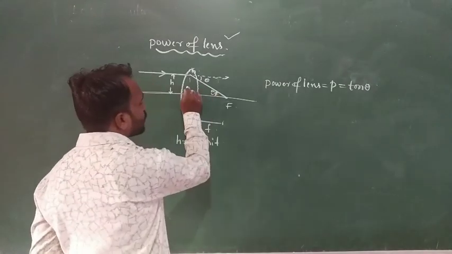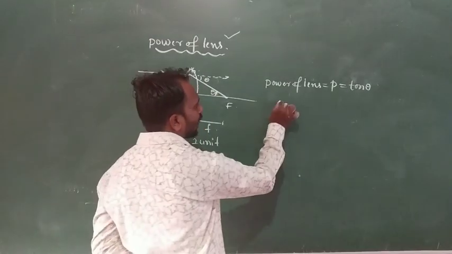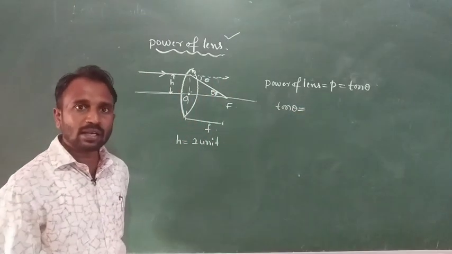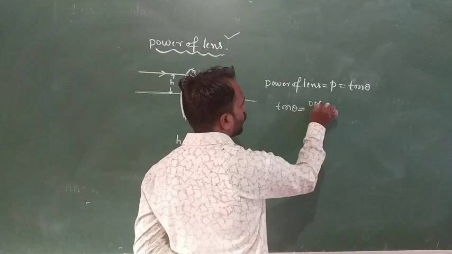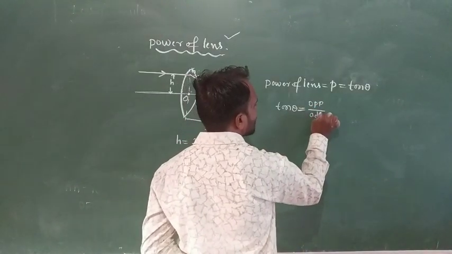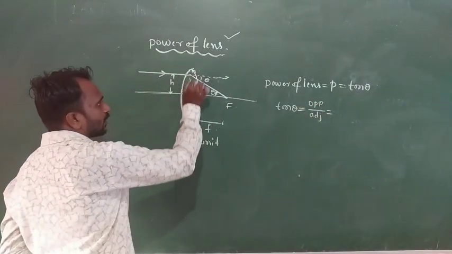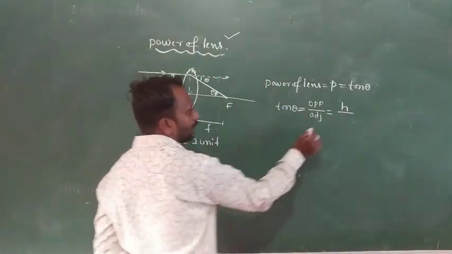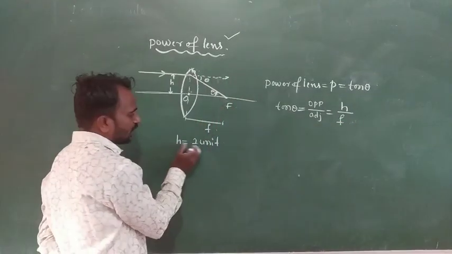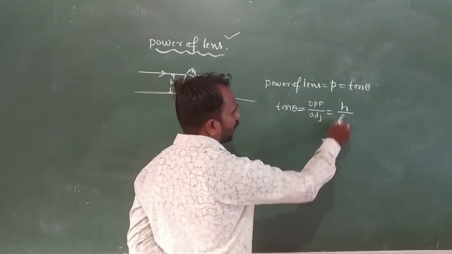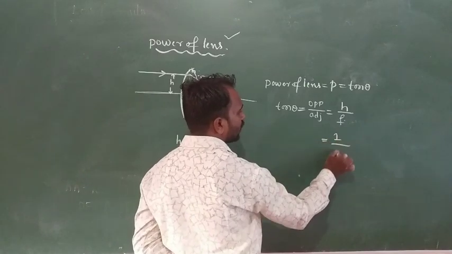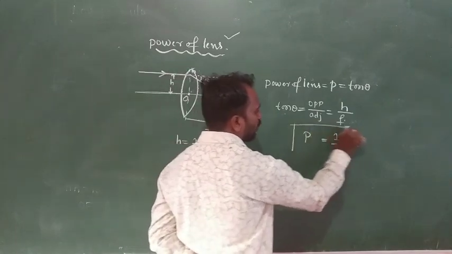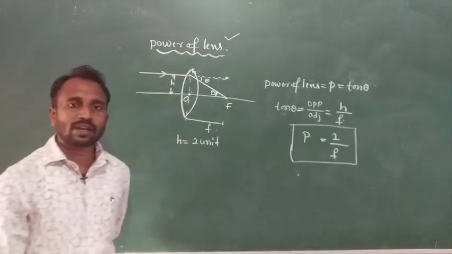We want to calculate the tan theta value. Tan means opposite by adjacent. So tan theta is equal to opposite divided by adjacent. Opposite we consider as the height h, and adjacent is nothing but the focal length f. The height we consider always as 1 unit, so 1 divided by f. So tan theta is nothing but the power of a lens. So the power of a lens P is equal to 1 divided by f.